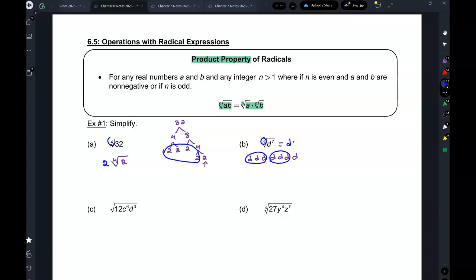So one group of 3's comes out. Another group of 3's comes out. That 1 d gets left in there. So in the end, what do I have? I have d times d, d squared, cube root of d. Okay.